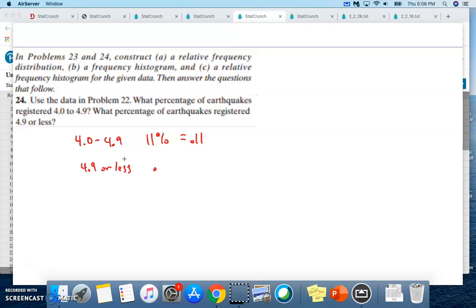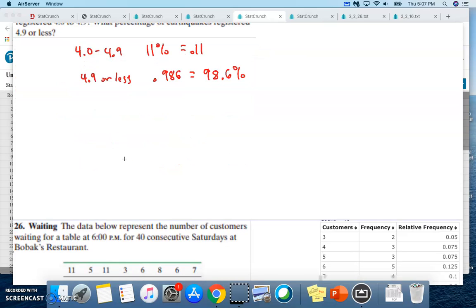When I added up all of those numbers, I got 0.986, which is 98.6%. So the vast majority of the earthquakes registered 4.9 or less. Which again shouldn't be surprising because there are thousands of earthquakes, and we only hear about a handful if you see them in the news or the local. Well, anything between 0 and 2 you may not even notice.